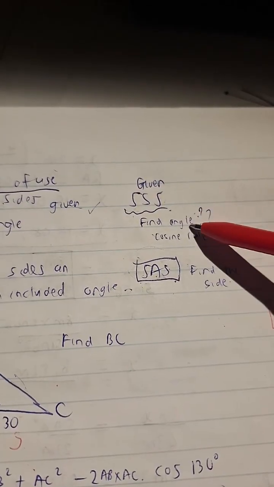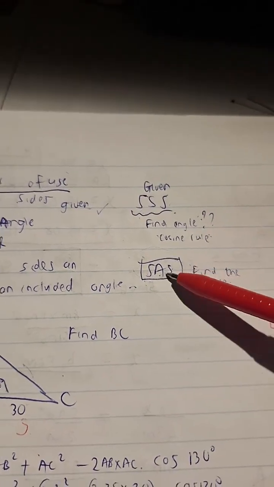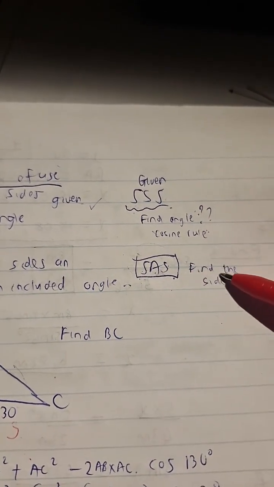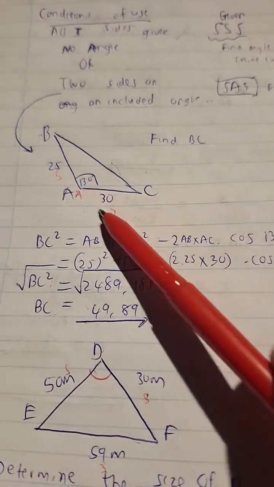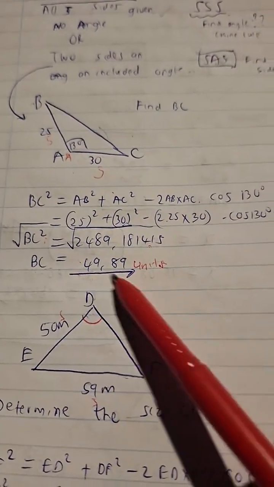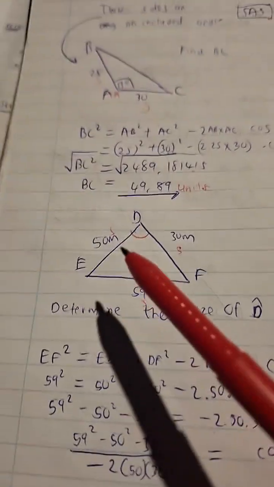SSS is when you want to find an angle. Or SAS, when I want to find the side. I just did a problem that had SAS, and I found a side that was opposite the included angle.